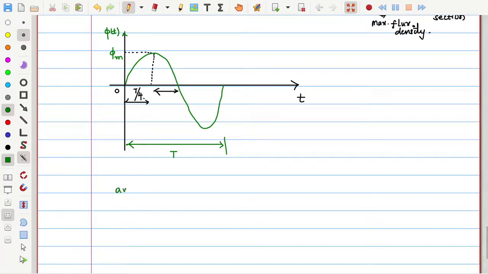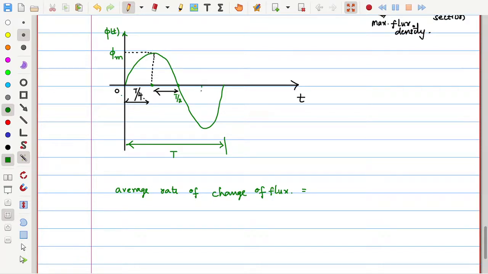Now, we would like to understand in a generalized way like this: the average rate of change of flux. That means for what time interval the flux is changing. See, for the 0 to T by 4 interval, the flux has changed from 0 to maximum. Next, T by 4 to, let us say, T by 2, the flux has changed from maximum to 0.